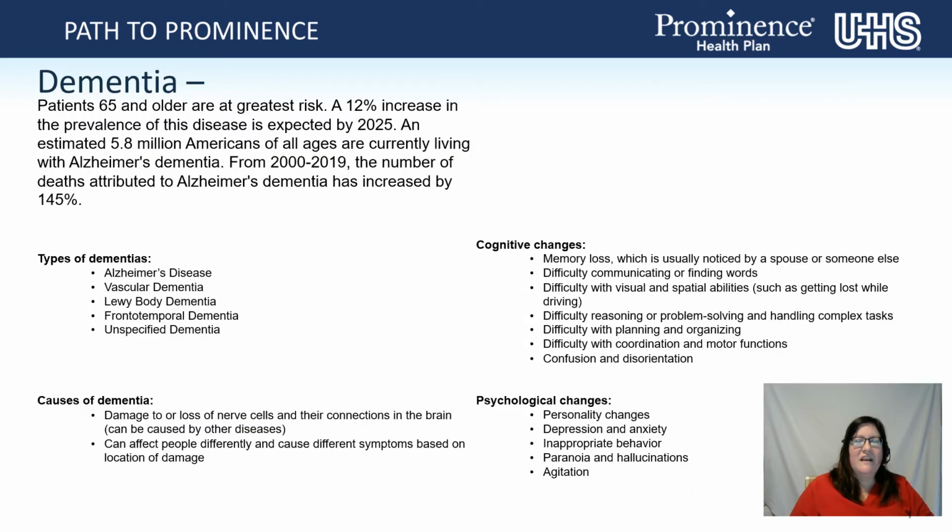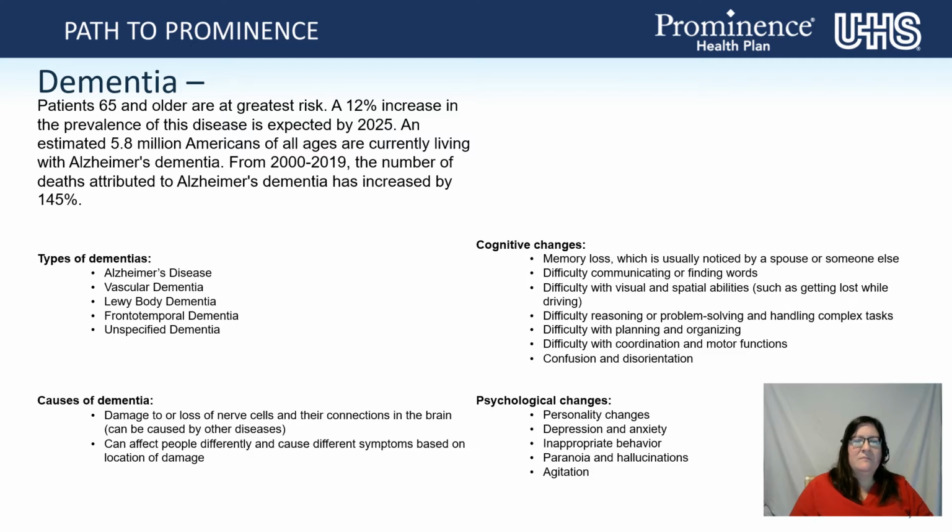For dementia, age 65 and older is the age range of the greatest risk for these conditions. The percentage of people who have these conditions increases with age. A 12% increase in the prevalence of this disease is expected by 2025. An estimated 5.8 million Americans of all ages are currently living with Alzheimer's dementia. From the year 2000 to 2019, the number of deaths attributed to Alzheimer's dementia has increased by 145%.